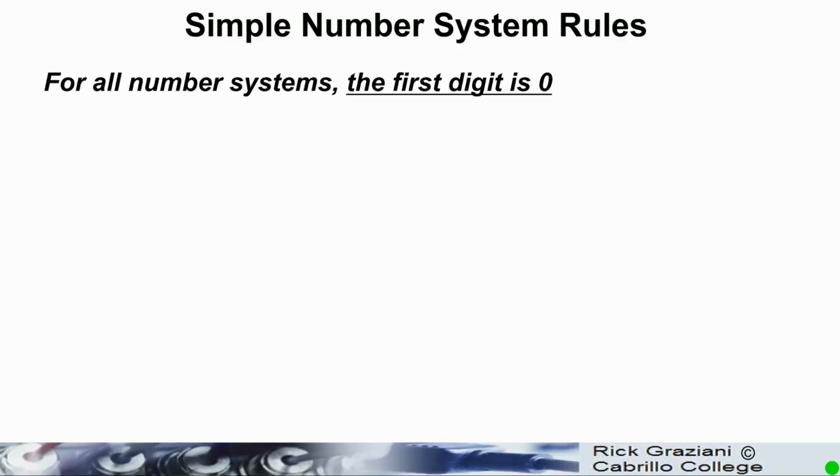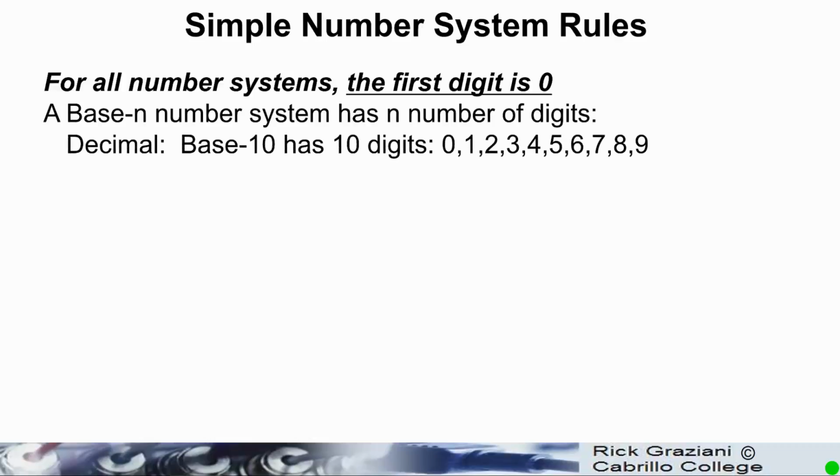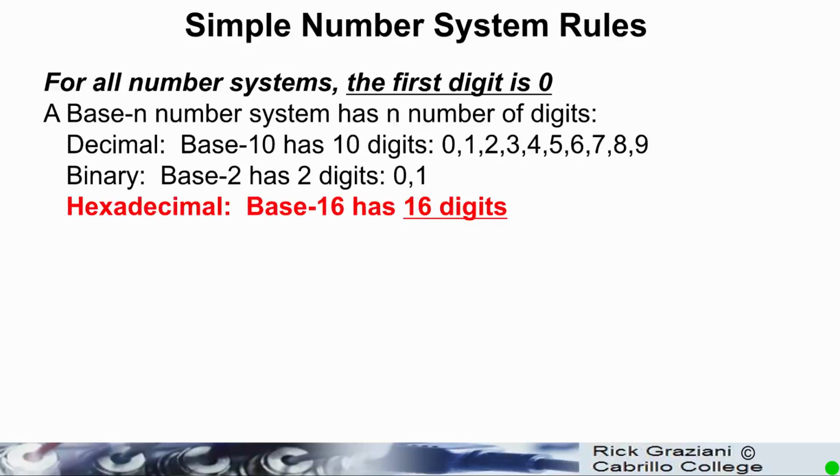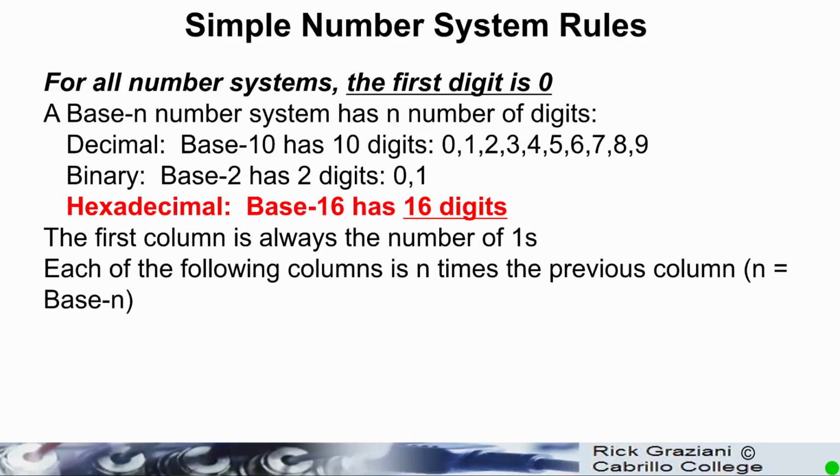All of the number systems' first digits begin with a 0. A base n numbering system has n number of digits. Decimal, or base 10, has digits 0 through 9. So there are 10 actual digits there. Binary is the same thing, 0 and 1. Hexadecimal is base 16. The first column is always the number of ones. Each of the following columns is n times the previous column. So n equals base n.